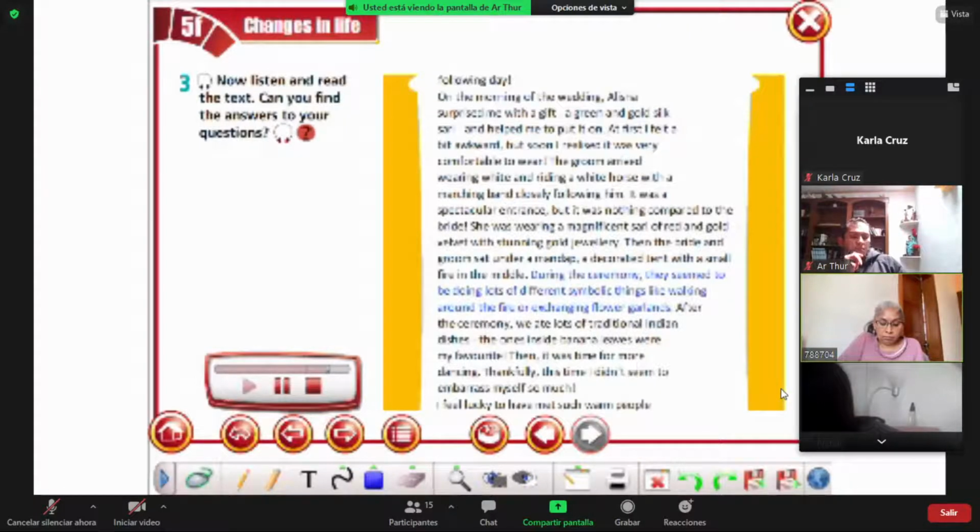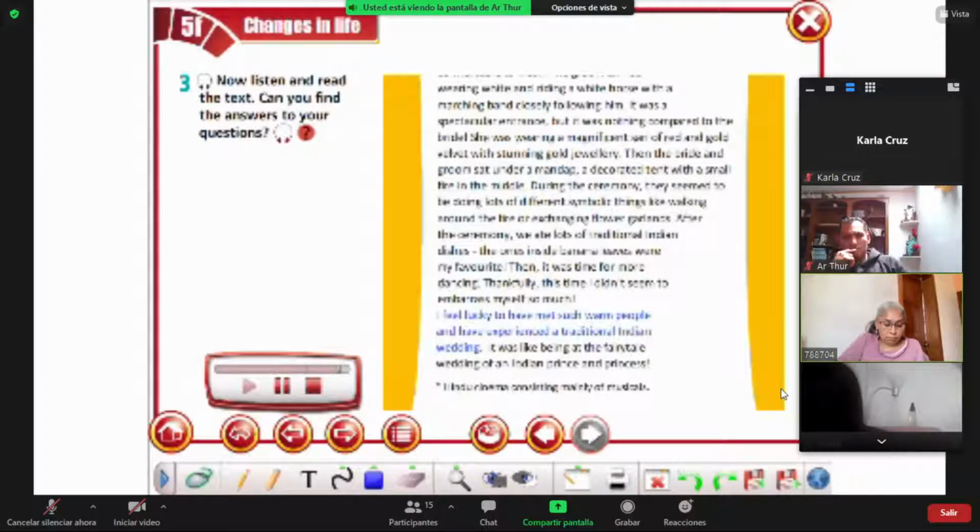flower garlands. After the ceremony, we ate lots of traditional Indian dishes. The ones inside banana leaves were my favorite. Then it was time for more dancing. Thankfully, this time I didn't seem to embarrass myself so much. I feel lucky to have met such warm people and have experienced a traditional Indian wedding. It was like being at the fairy tale wedding of an Indian prince and princess.